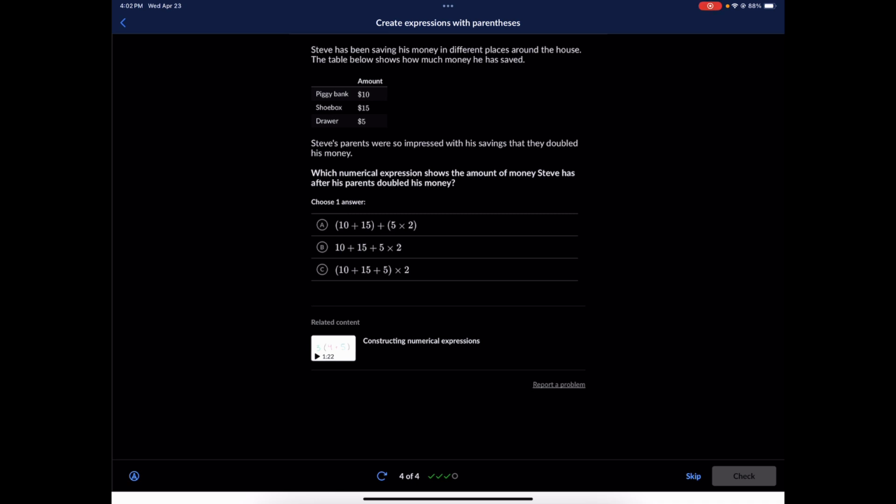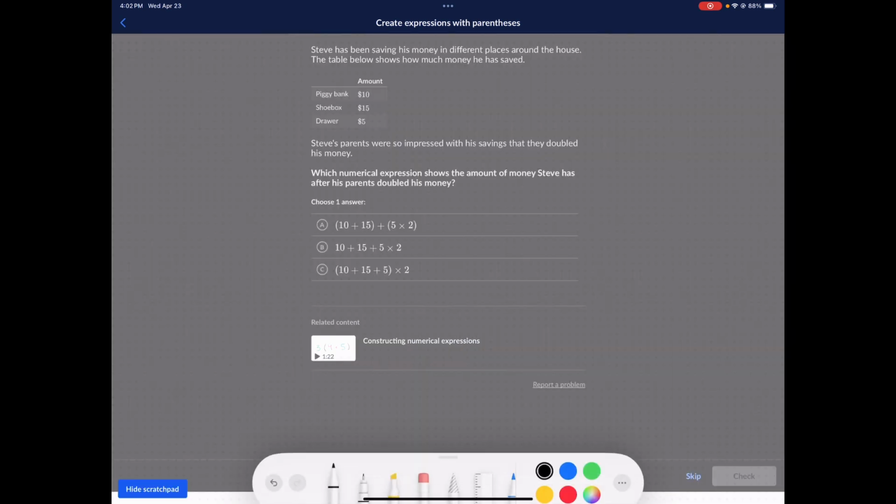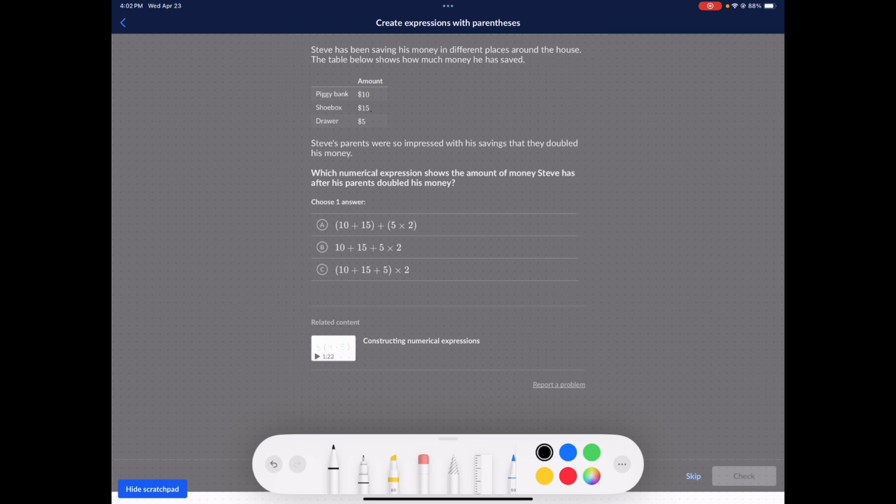So, let's see here. They doubled his money. So, looks like we already have these values, which is 10 plus 5 plus 15. It's interchangeable, doesn't matter. So, this is all his money. I want to put it in parentheses, because if we do times 2 here, then that would mean we are adding 10 plus 15, which is 25, but then we're multiplying this. And that's not what we want.